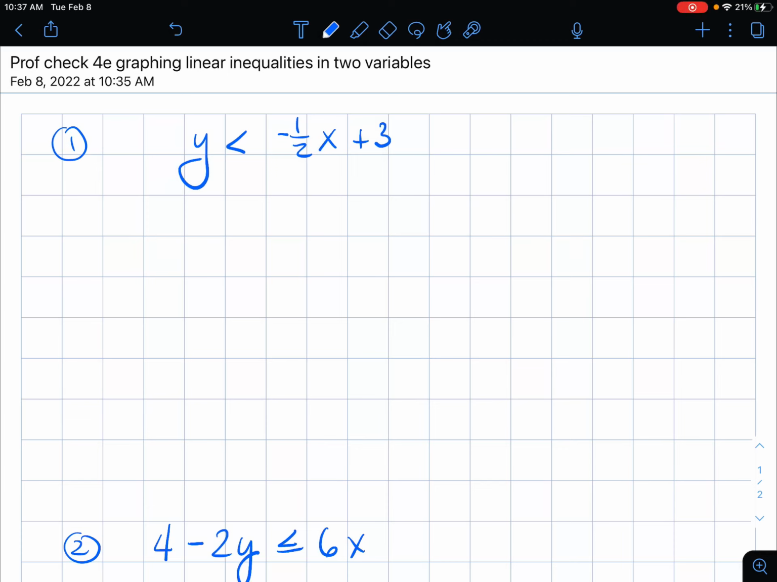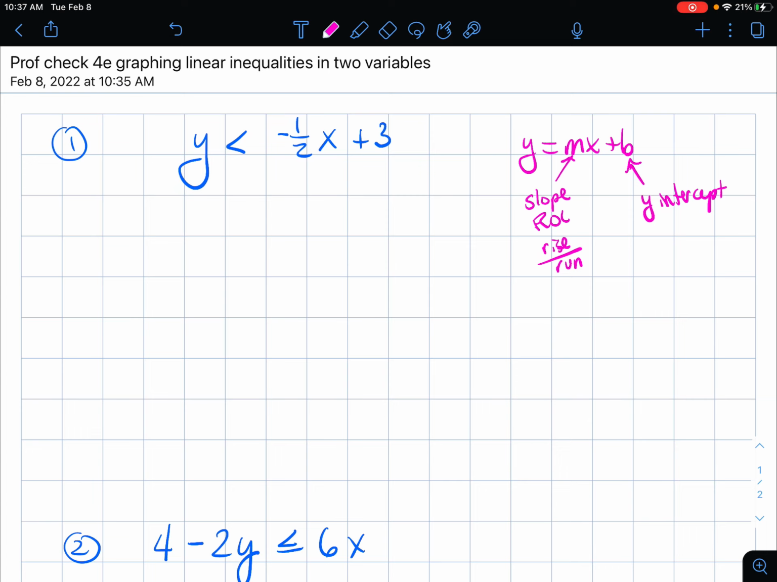Okay, students, this is going to help you prepare for graphing inequalities in two variables. So the first step is to make sure that you are in slope-intercept form. Just as a reminder, y equals mx plus b. The b is your y-intercept, and the m is your slope, or your rate of change. And this is also rise over run.